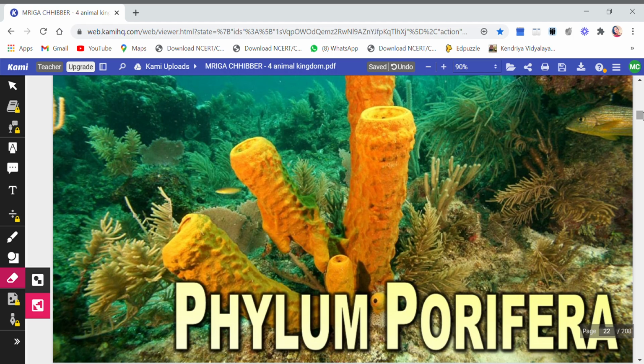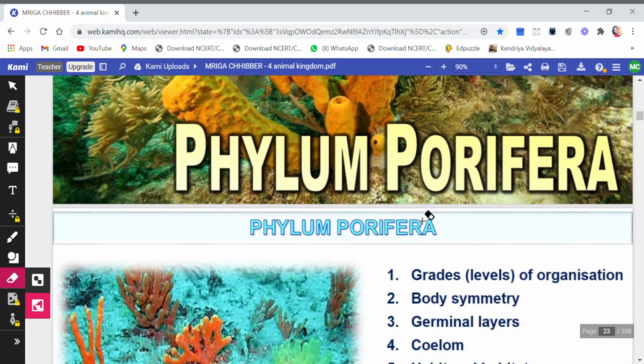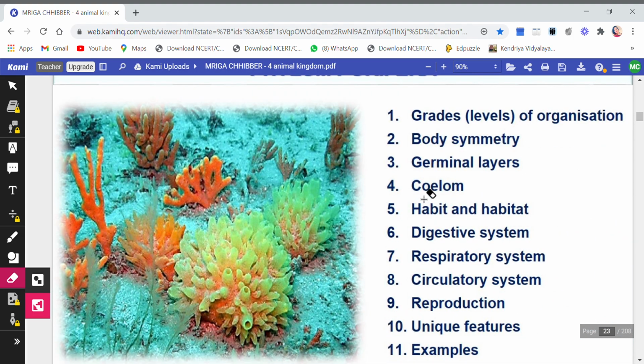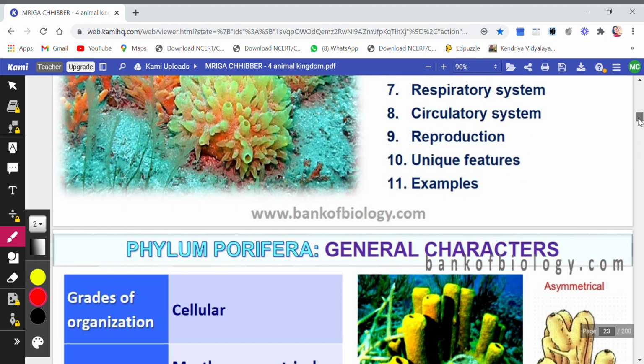Today we are going to start with the phylum Porifera. Children, we will be discussing all these things under the phylum Porifera: the grades of organization, body symmetry, germinal layers, coelom, habit, habitat, their digestive system, their respiratory system, circulatory system, reproduction, unique features and examples. So let's begin with Porifera.